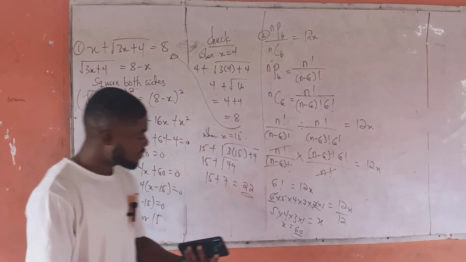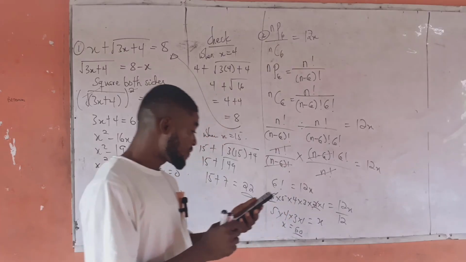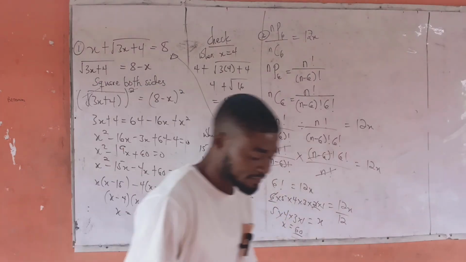Let's check the possible options for question 2. We have 40, 60, 480, 720. Yes, so 40, 60, 480, and then 720. We quickly go to question 3.